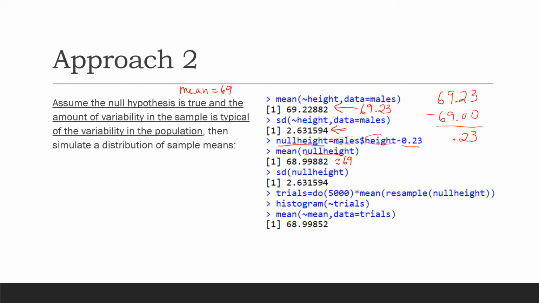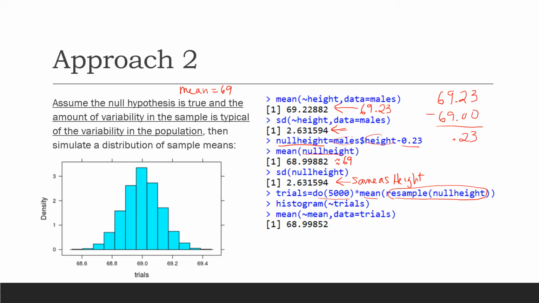The standard deviation, because I subtracted a constant from each of the values, is the same as it was in the original data set. Right? I'm just showing that this is the same as the standard deviation of height. So now what I'm doing is resampling the null heights, taking the mean of each resample and repeating that 5,000 times.